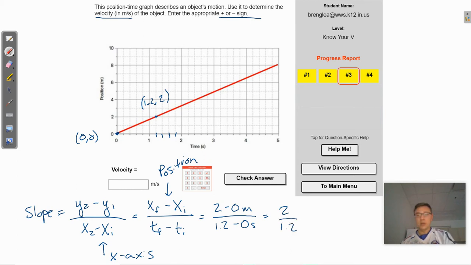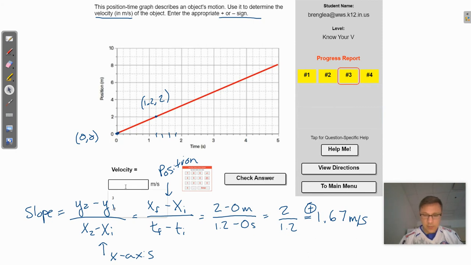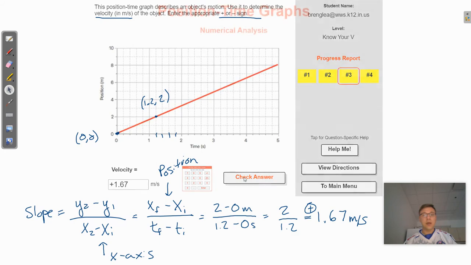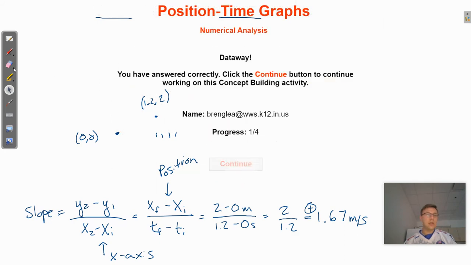Now I'm going to have to pull the calculator out for this. A lot of these, they make them easy and it's 1 or 2 meters per second, but this one not so much. So this ends up being 1.6 repeating. So like 1.67 meters per second, and it would need a positive sign. Okay, so let's try that out here. So positive 1.67. I don't know how it's going to want us to round. Hopefully that's right. Great.